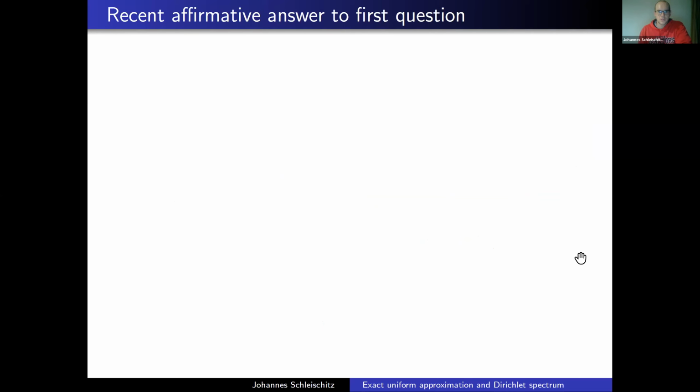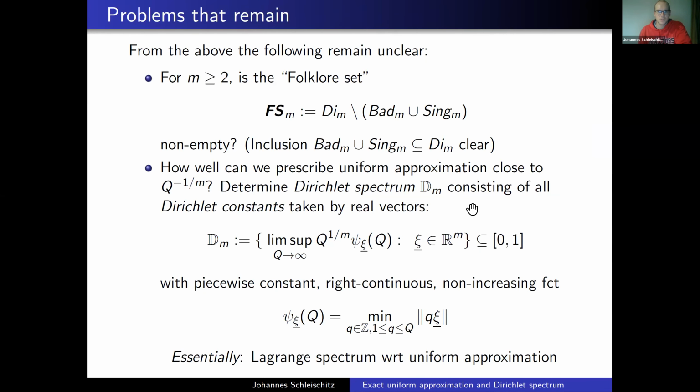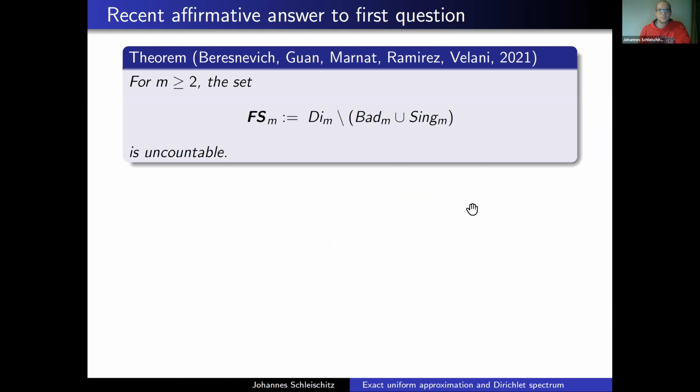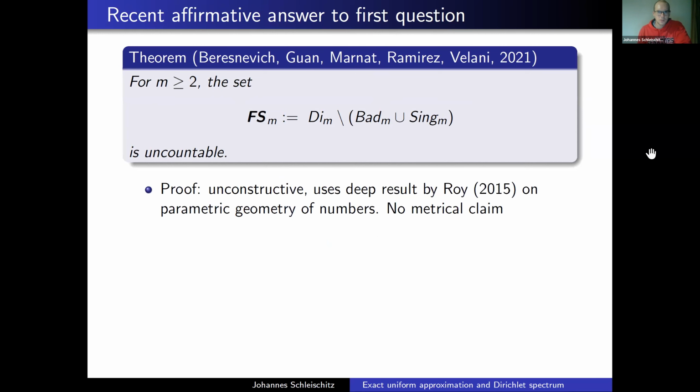Okay, the first question, so let me see here. The set is really uncountable. Beresnevich, Guan, Marnat, Ramirez, Velani, 2021. A few words about this. So the proof, first I should say it's unconstructive and based on some result on parametric geometry of numbers, which prescribes several successive minima exponents, not only the first. And so you only get uncountable, you get no metric claim.